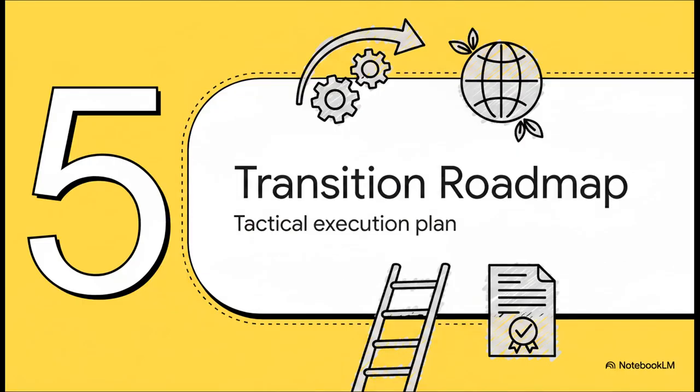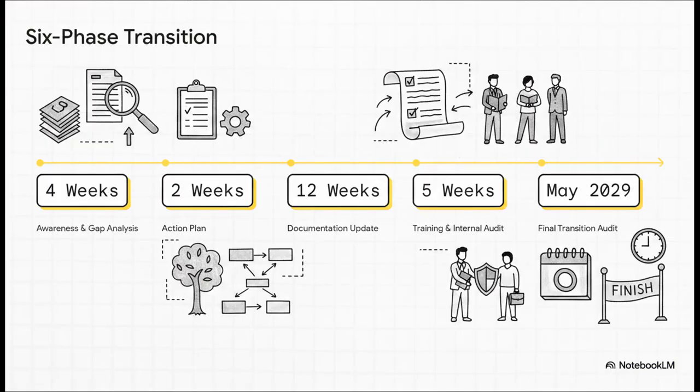All right, Section 5, 6-Phase Transition Roadmap. We know what's changed, now we need a tactical execution plan. Here is a super realistic 6 to 12-month roadmap for a mid-sized organization. First up, spend about 4 weeks on awareness and running a deep gap analysis against these new 2026 rules. From there, take 2 weeks to build a prioritized action plan.